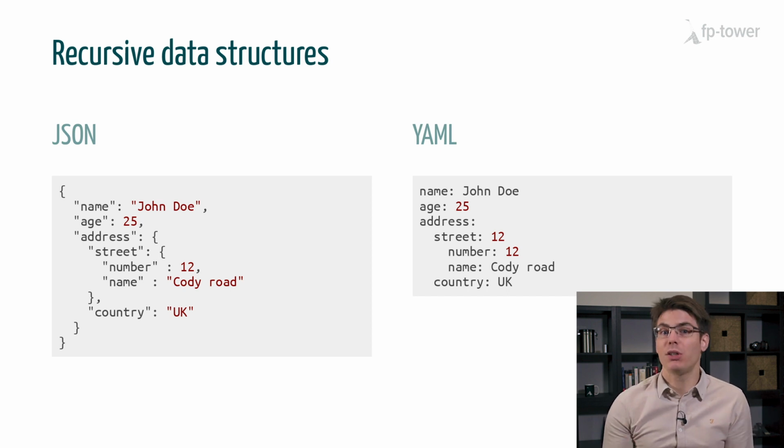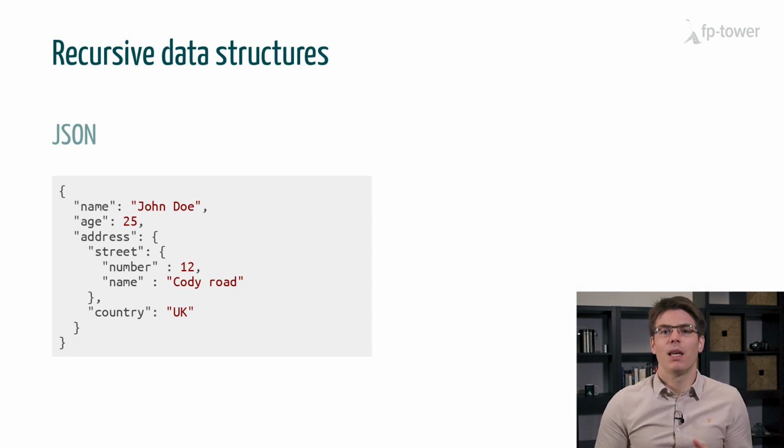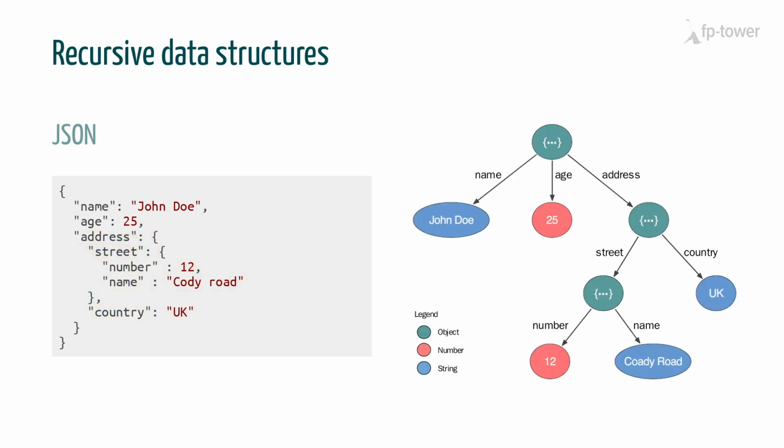In fact, we work with recursive data structures almost every day without even noticing it. For example, JSON, YAML, or XML. Pretty much all serialization formats are recursive. Take this JSON document. It's an object with a key name that maps to the string John Doe, a key age that maps to the number 25, and a key address that is itself a JSON object. A good way to visualize this is to see a JSON document like a tree, where the leaves are either numbers or strings, and the branches are JSON objects. There are other kinds of JSON values, but we'll ignore them for now.